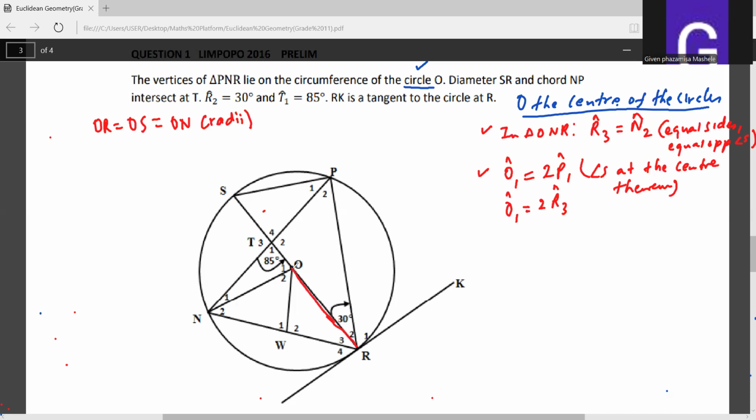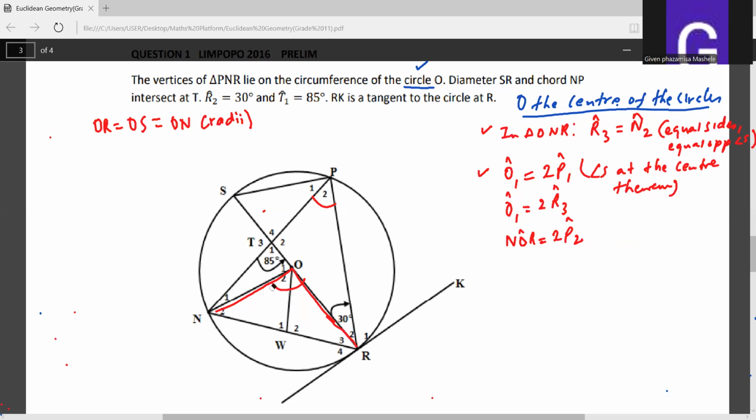From O to N, the whole of this angle is also an angle at the center because it is subtended by N and R. Let's trace the name of the angle that comes from NR at the circumference. It will be P2. So we can say angle NOR, or angle RON, is twice angle P2. Still the angle at the center theorem, the same reason. I believe, guys, you're following.